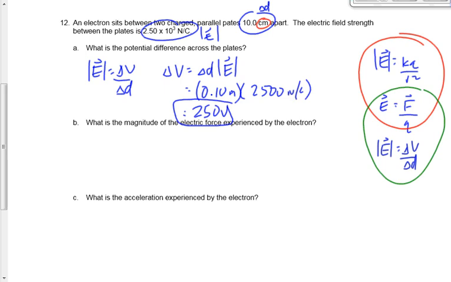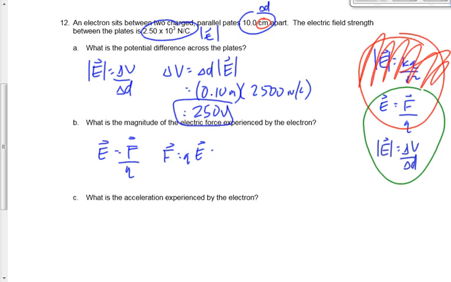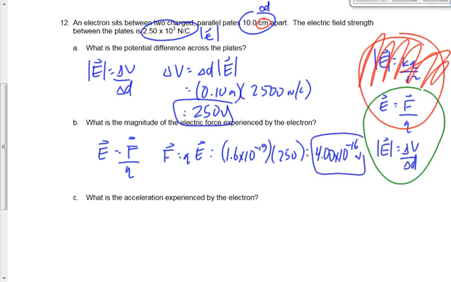Again, these top 2 equations, or the top equation, I should say, out the window. Bottom 2 are what we're allowed to use here. Want to find the magnitude of the force. Well, we've tried one of them. Let's try another one now. E is equal to F over Q. Q is the electron, so it's 1.6 times 10 to the minus 19 times 250. That gives us 4.00 times 10 to the negative 16.